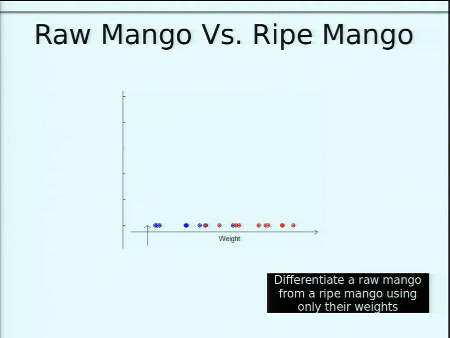Suppose I take only the weight and not the color, and I plot it like this, okay? In this particular case, the red indicates a ripe mango and the blue indicates a raw mango, and I plot the weights like this. We see that it's not possible to differentiate the mangoes just by the weights, because as you see, there are some red points on the left and some blue points on the right, and there's no clear differentiation between them, right? So if I take just the weights, it's not a good enough feature.